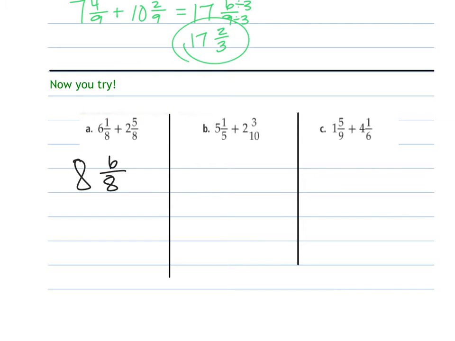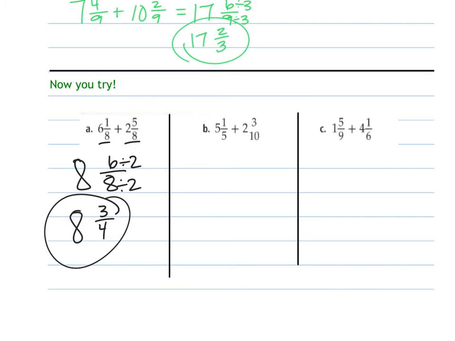And then I need to simplify. So I know I can divide both of these by 2. 6 divided by 2 is 3. 8 divided by 2 is 4. That is now in simplest form. So my answer is 8 3/4. If I were to estimate these, 6 1/8 is close to 6, 2 5/8 is close to 2 1/2. 6 plus 2 is 8, plus 1/2 is 8 1/2, which is pretty close to 8 3/4.